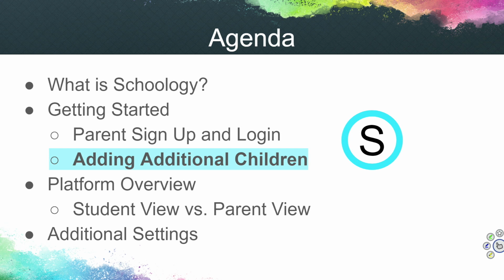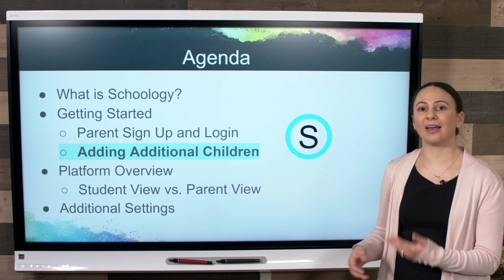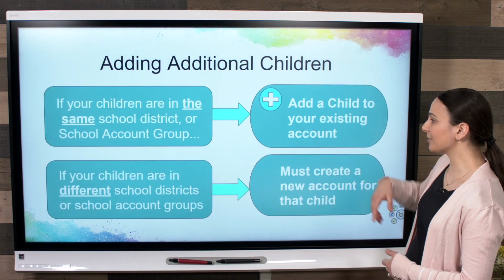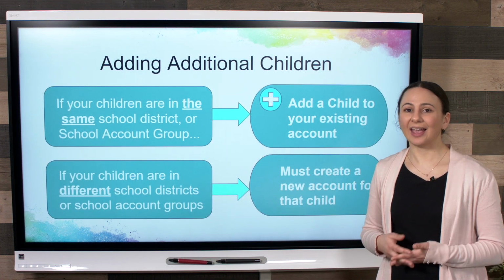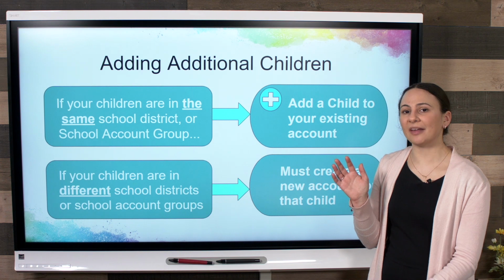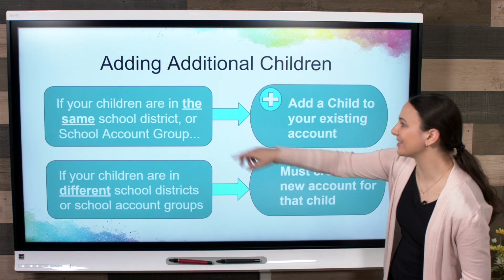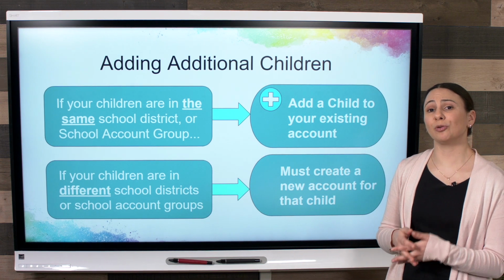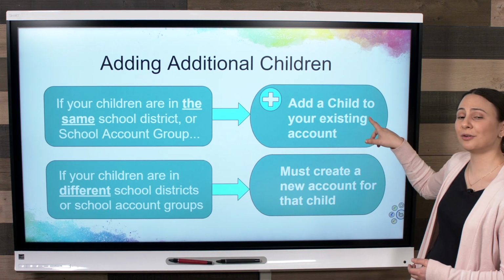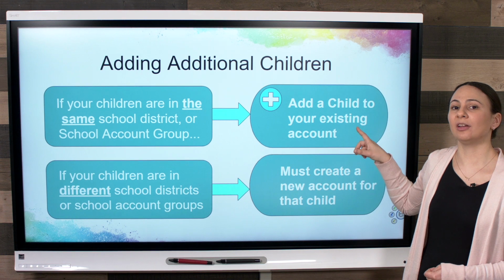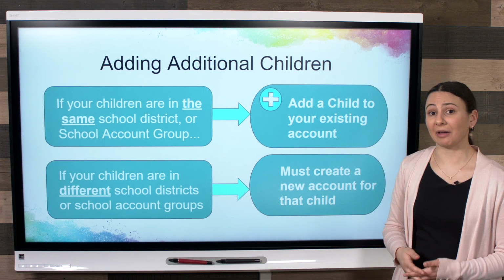Now we're going to talk about something important, adding additional children. Let's say you have other children whose teachers are using Schoology and you want to make sure that you get your child registered. There are some important considerations if this is the case. There are two different paths that you're going to have the option of going through. If your children are in the same school district or the same school account group, all you're going to do is select the Add a Child option within your current account once you're already logged in.